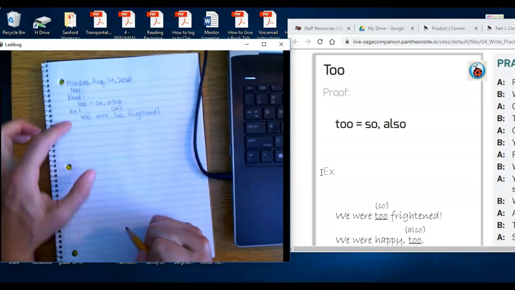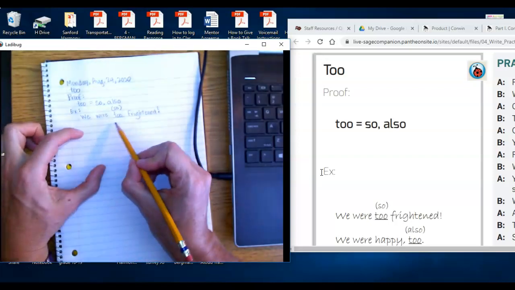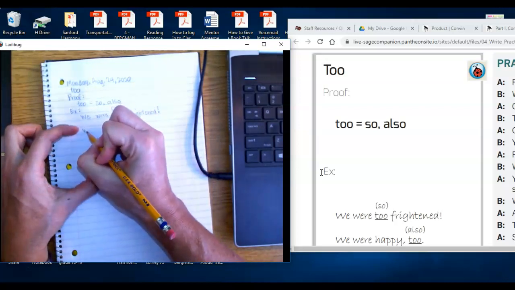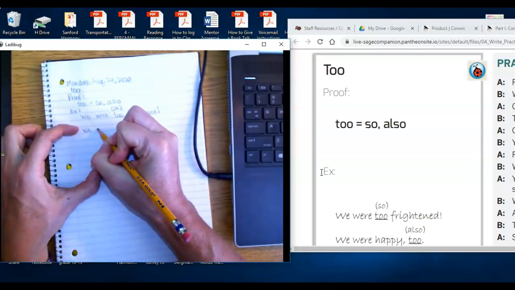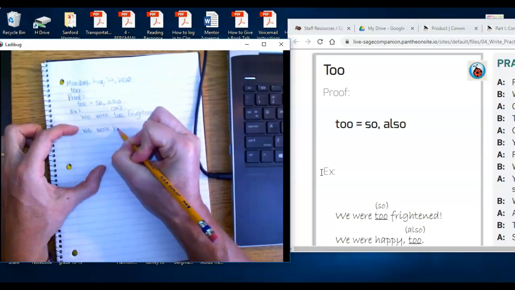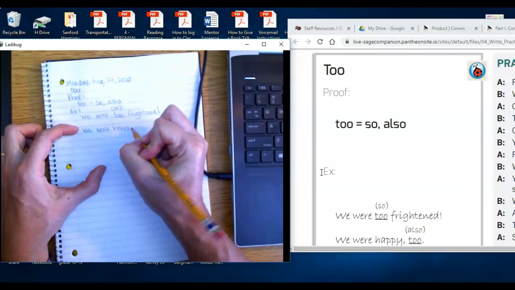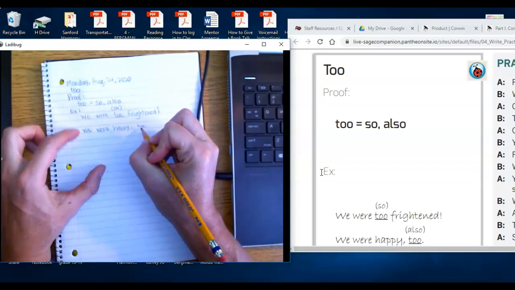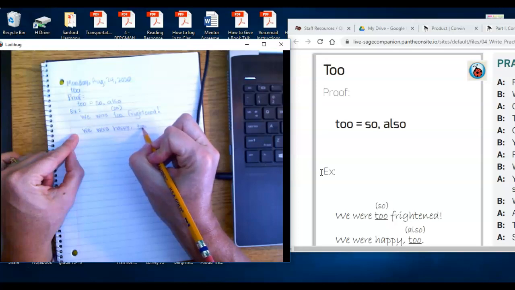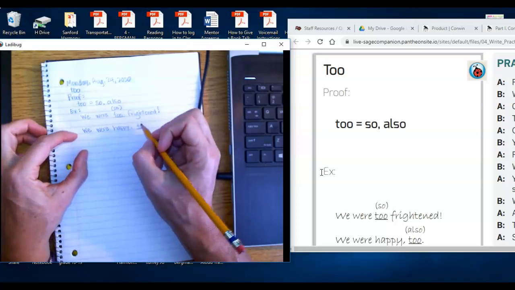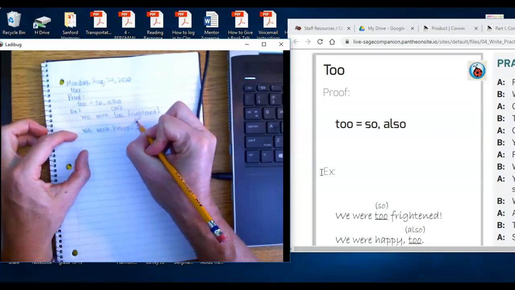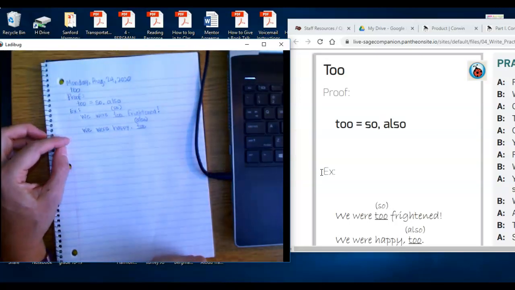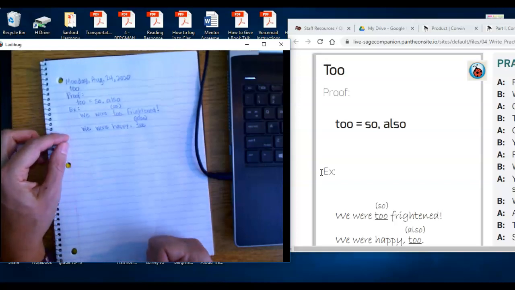All right, let's move on to that second one. On this one, I do want you to skip a line so that we do have room to prove our word to. So we were happy, comma, to. Now remember, on this one, we wanted to prove the word to, but so did not work. However, also did. So up above it, we would prove with our word also. And those are our notes for the word to.